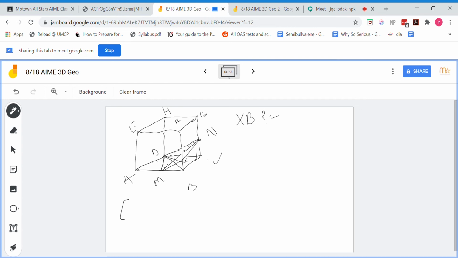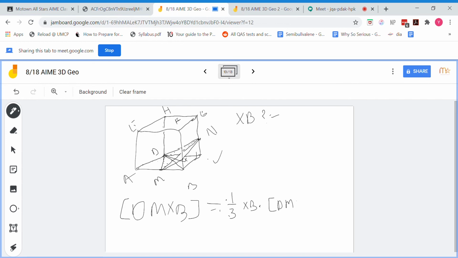so volume of DMXB equals, the height of DMXB is simply XB, and the base is DMB, right? Because XB is perpendicular to triangle DMB, and so the volume of this is going to be 1/3 XB times the area of triangle DMB.